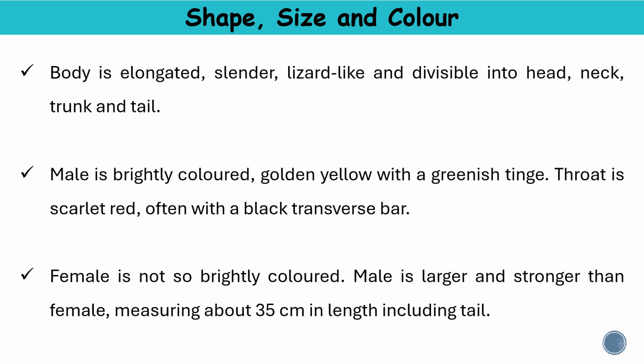The throat most of the time exhibits a blood red color, often with a black transverse bar. But the female is not so brightly colored as the male. On the other hand, the male is larger and stronger than the female, measuring about 35 centimeters in length from head to tail region.